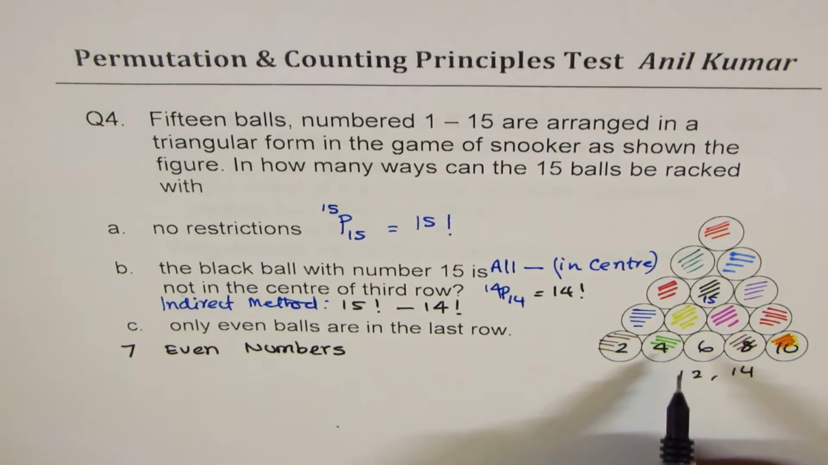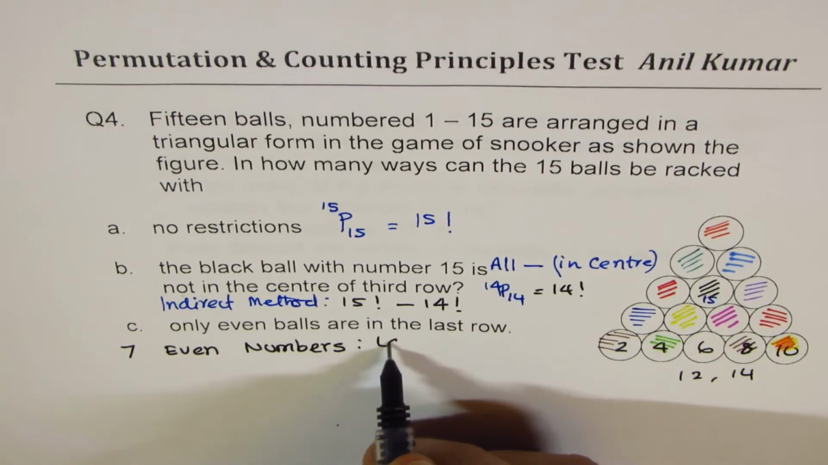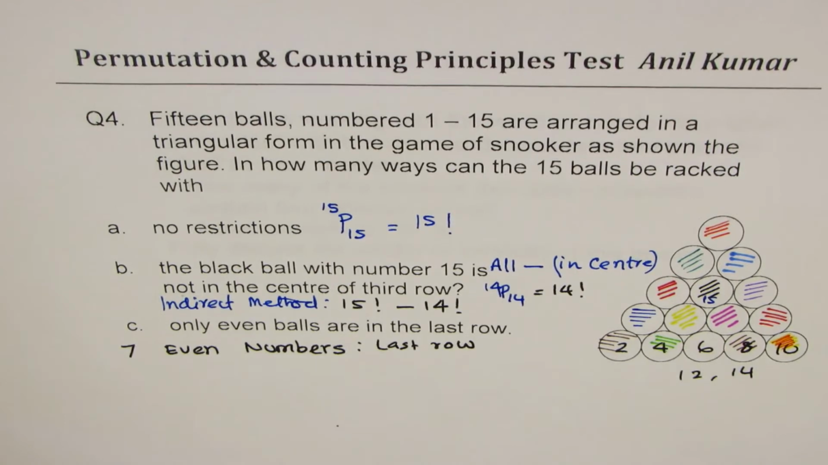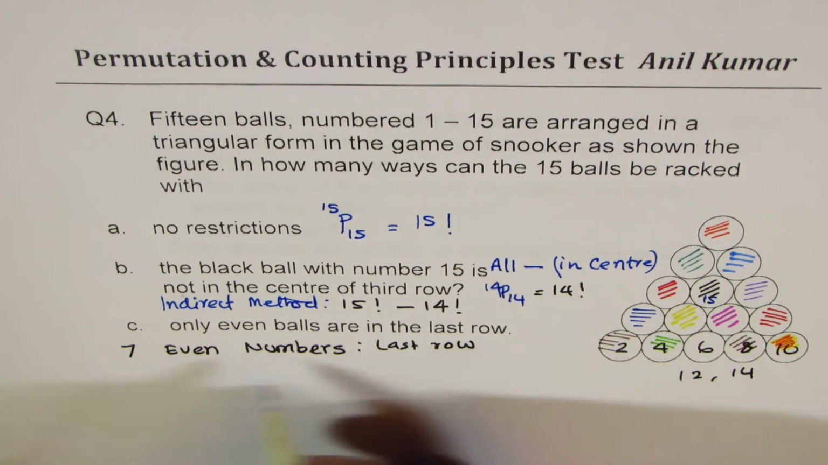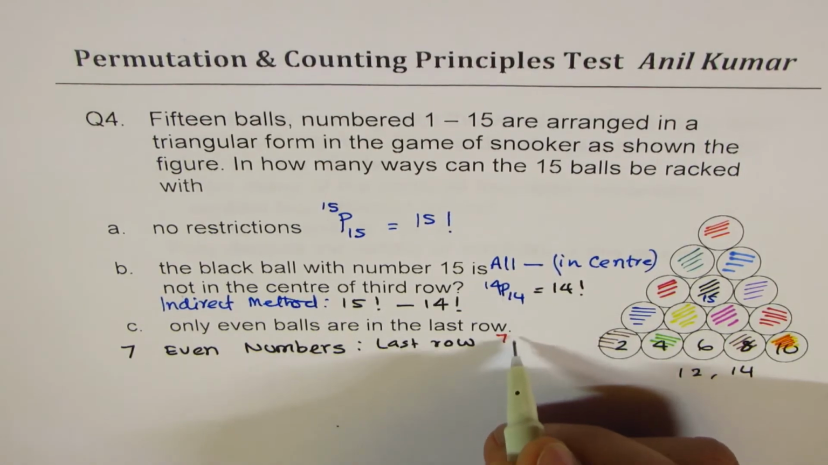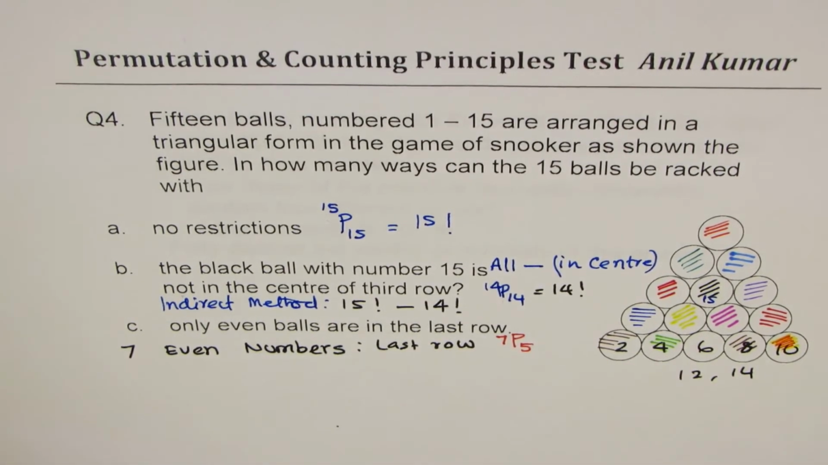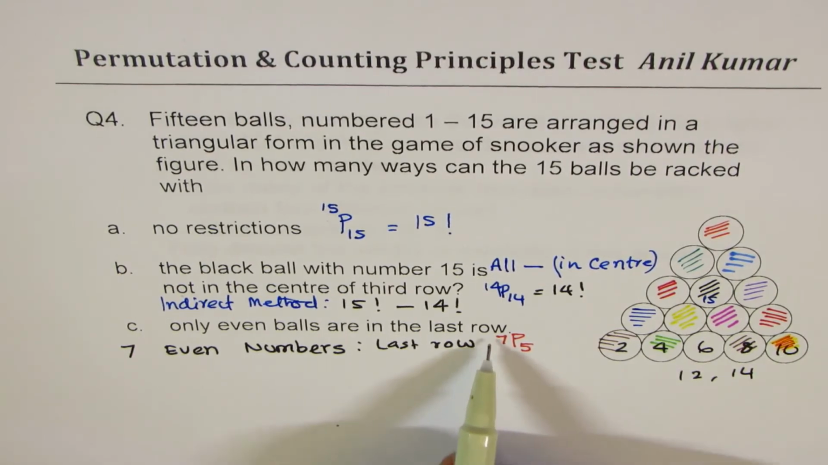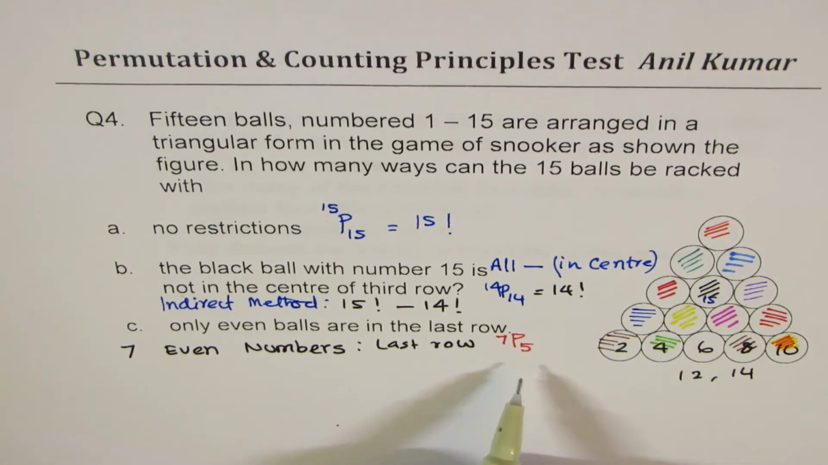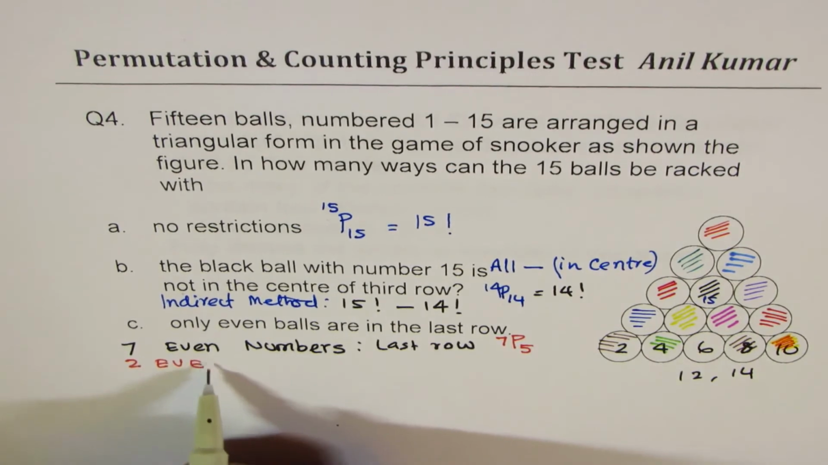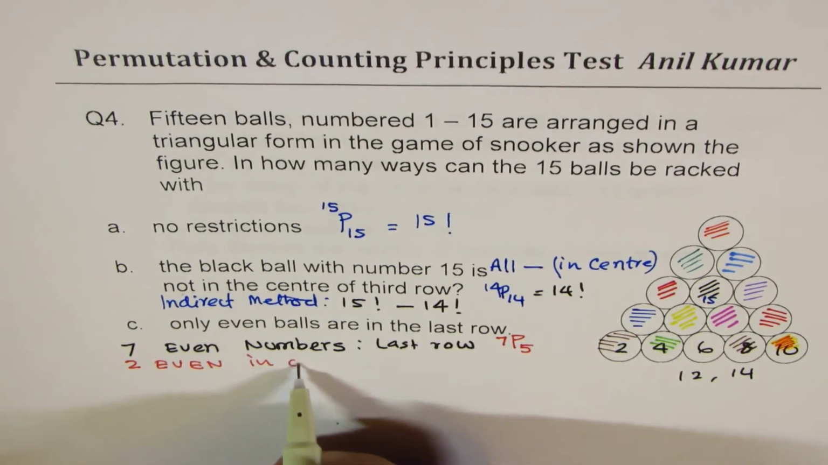So let's fix this first. We'll start with the last row. We want all even. That means we get the combination out of 7. Out of 7, how many ways do we have to choose 5? Does that make sense to you? So we did this. Now out of 7 we fixed 5. We are left with 2 even numbers left for other positions.